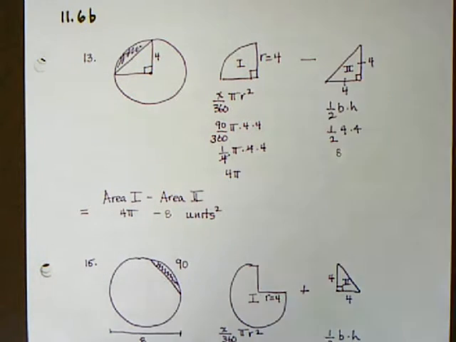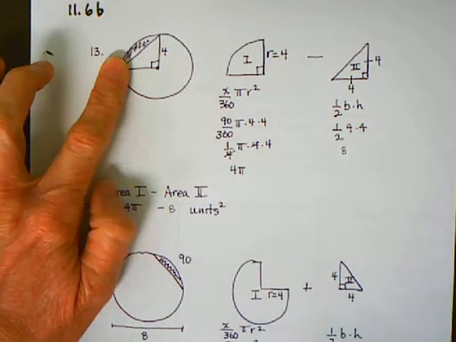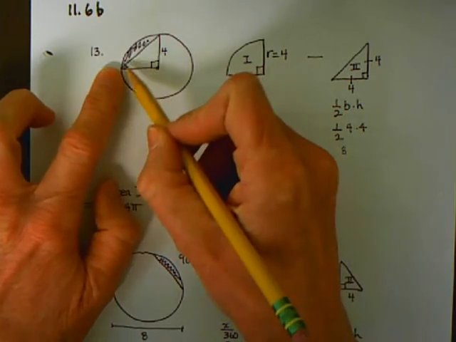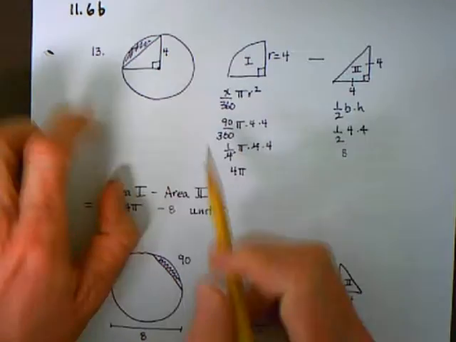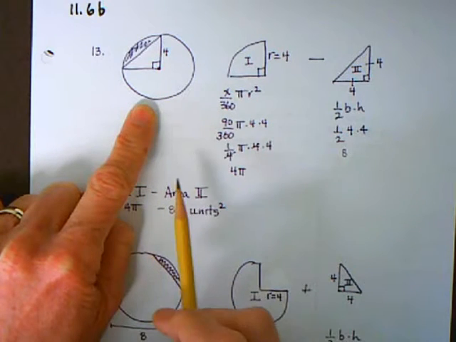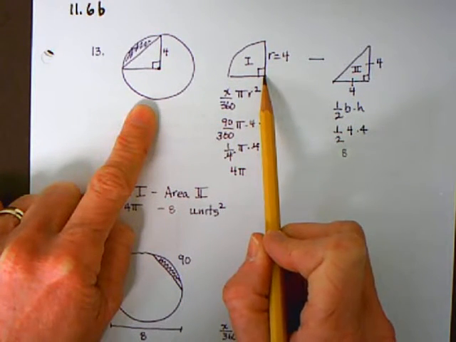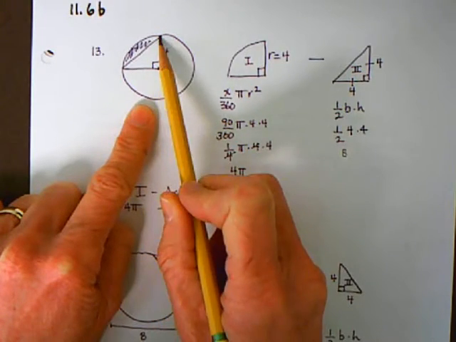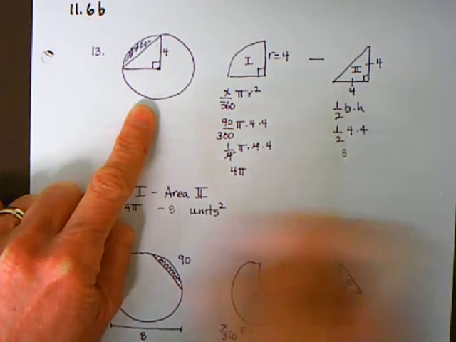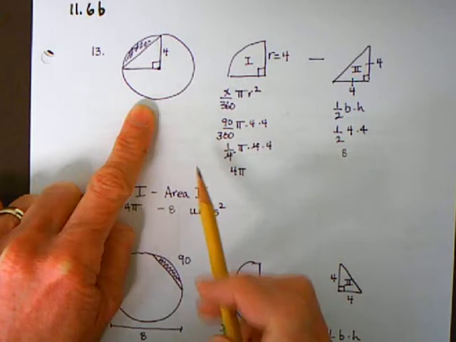These are the B and C level problems from 11.6. All right, number 13. You have to find the area of just this little colored in part right here. If you have a circle, it has a radius of 4. So what I'm going to do is find the area of the sector, this entire sector, and I'm going to subtract the area of the triangle.